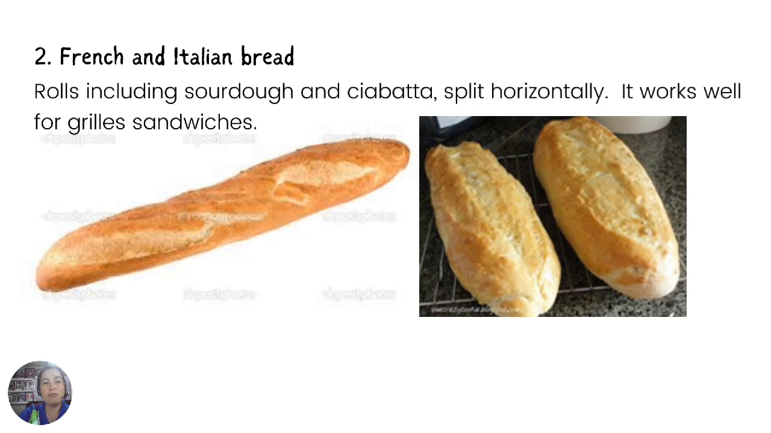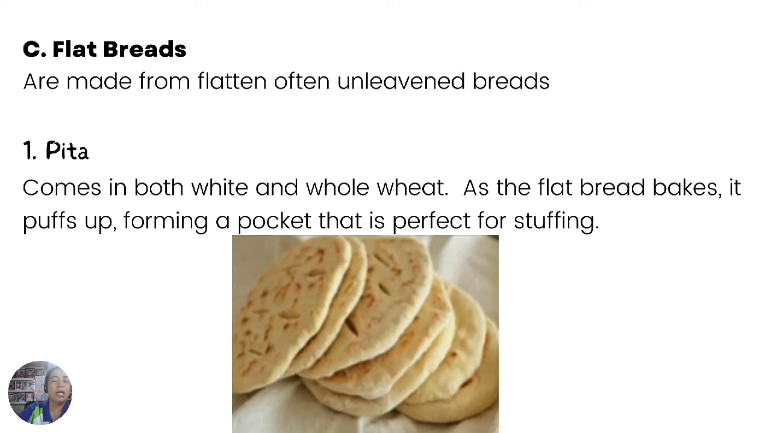Mahaba-haba siya. So, I am using French bread, no? Itong mahaba-habang bread na to, in making garlic bread, which is a complement or a partner of what we call carbonara. So, French and Italian bread can be used in grilled sandwiches.